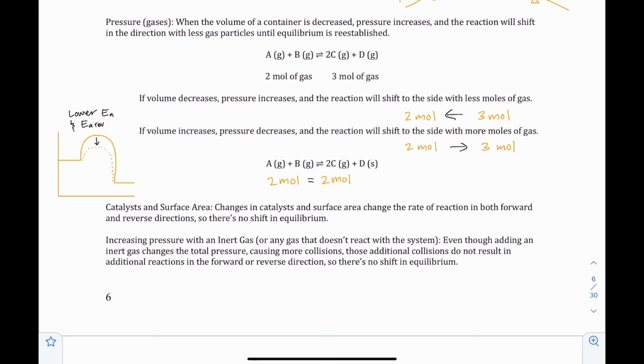In the next example below, we have the same substances, but now one of them is a solid. That changes the moles of gas on each side of the reaction. So now we have 2 moles of gas on each side. And since the moles of gas on each side are the same, there will be no shift in equilibrium when pressure changes.